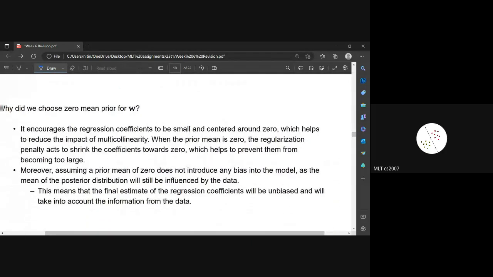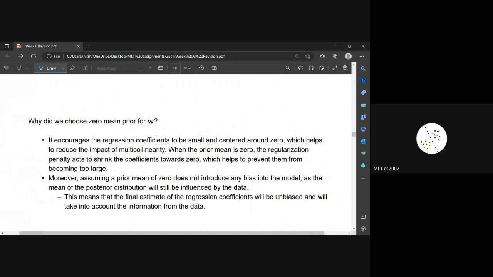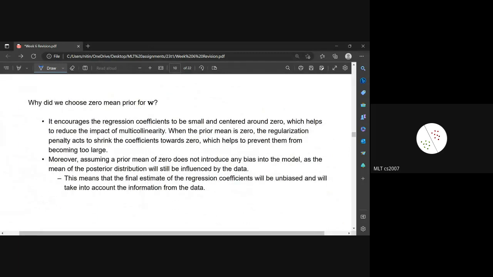Okay, so why did we choose 0 mean? Zero mean makes sure that the regression coefficient becomes small and centered around zero. So it again reduces the impact of multicollinearity. And when we choose zero mean for the prior for W, the posterior mean again is not affected. It means that those weight vectors you are trying to shrink towards zero, right? So that's why we choose W's to be mean centered around zero. So that is why we choose zero mean for the prior for W.